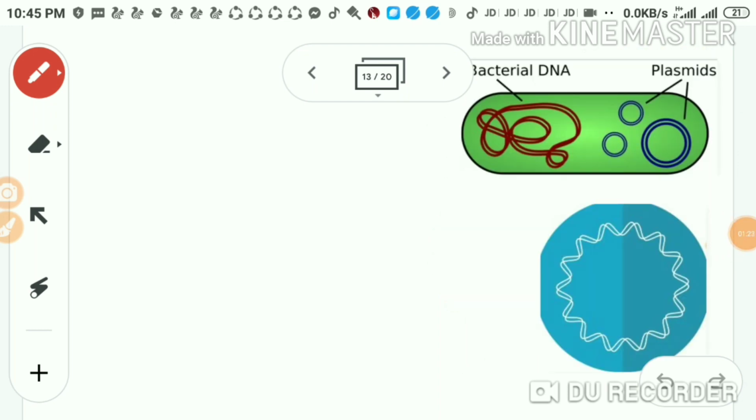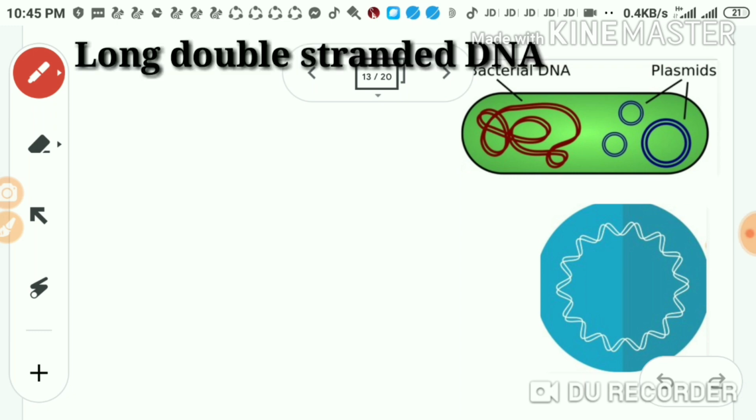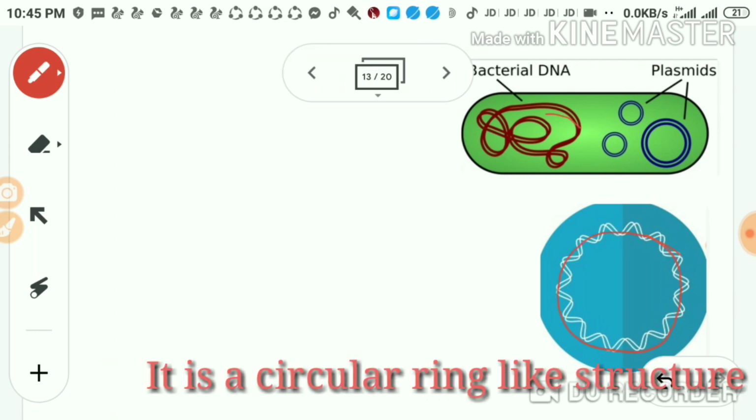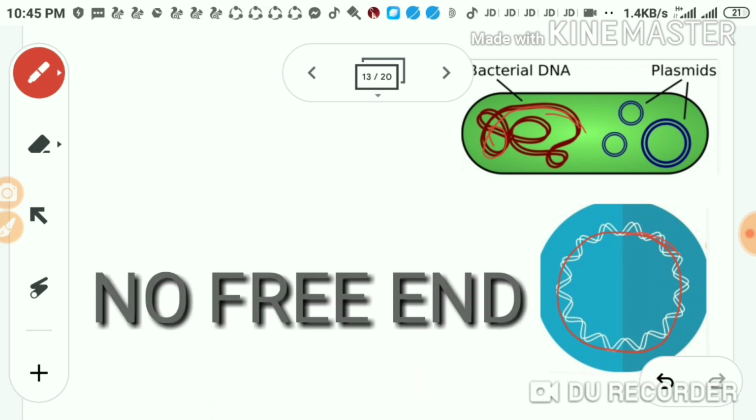In this picture, you can see that the DNA of bacteria is a long double-stranded DNA molecule repeatedly folded with the help of RNA to form a circular ring. You can see here it's a circular form, but it is folded again and again. So bacterial DNA has no free end. You cannot see any free end here. It is circular in nature.